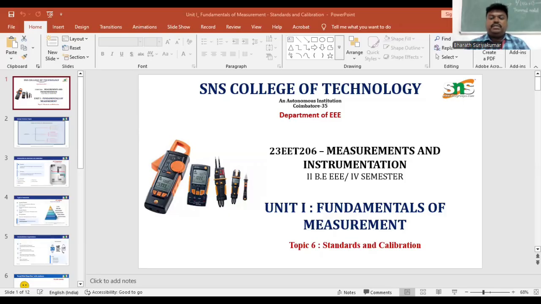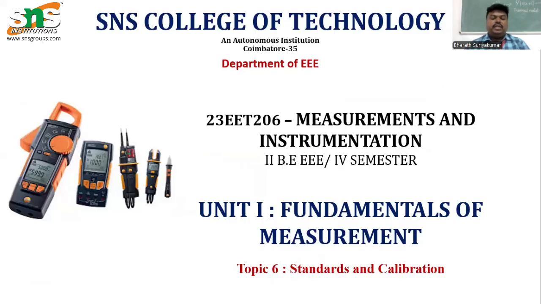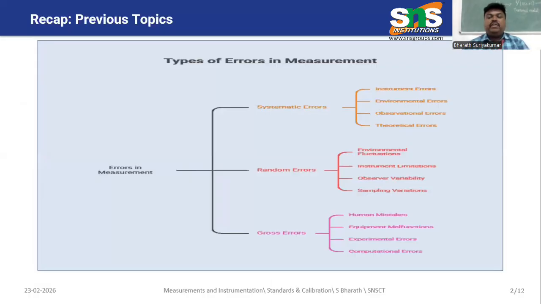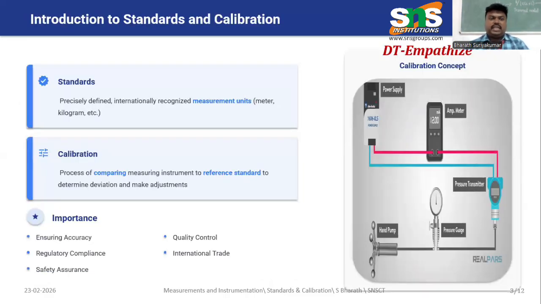In the previous lecture series videos, we have been discussing various topics for the course measurement and instrumentation. Today, we are going to discuss the standards and calibration topic in the course. Before getting into the topic, we have a small recap about our previous session. What are the various types of errors in measurement we saw in the last video, like systematic errors, random errors, and gross errors? Today, we are going to discuss what standards are and what calibrations are.